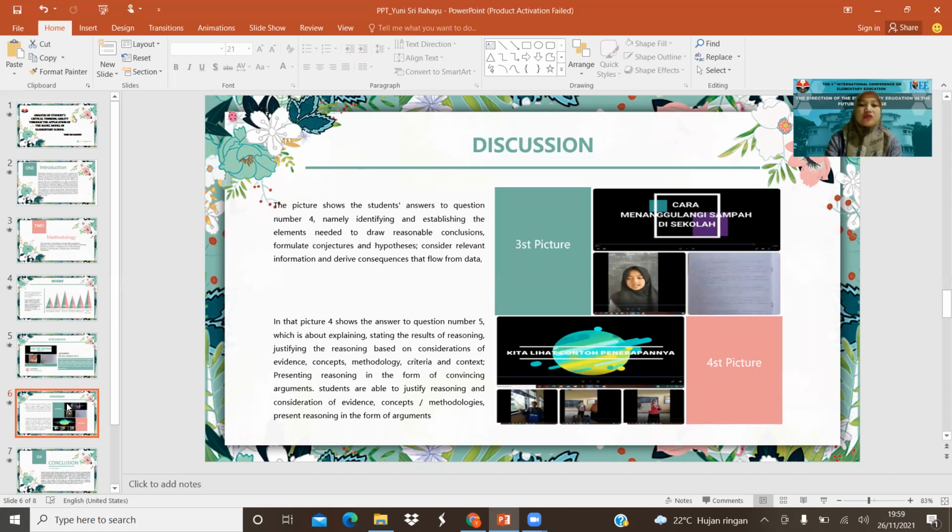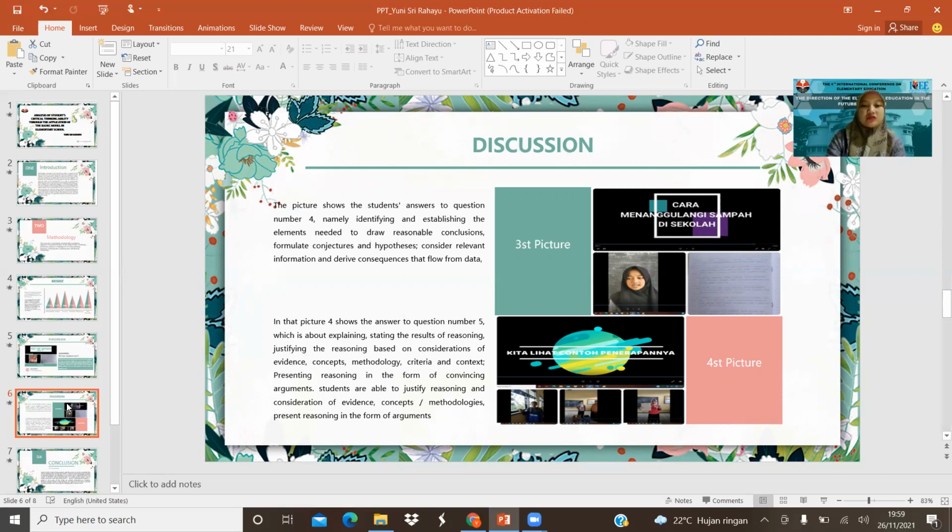The pictures show the student's answer to question number 4, namely identifying and establishing the elements needed to draw a reasonable conclusion, formulate conjectures and hypotheses, and consider relevant information and the consequences that flow from data.